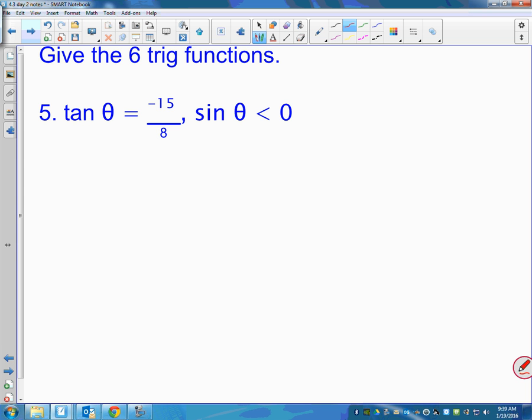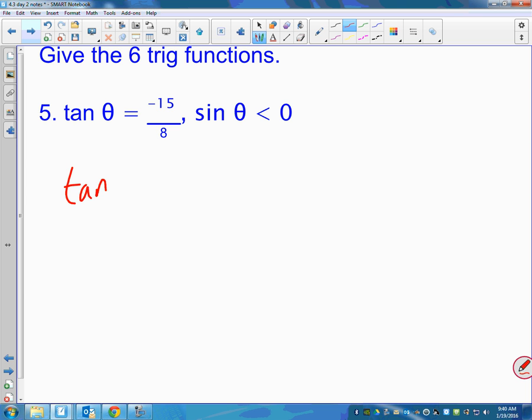So then what about if they gave you something like this? It says, given that the tangent is negative 15 over 8, and that the sine of that angle is less than 0, find the other 5 trig functions. First of all, step 1, negative 15 over 8, is that using my special angles, my special triangles? No, that's not. So this means it's going back to the stuff that we did on Friday, the point, or the SOHCAHTOA stuff that we know.